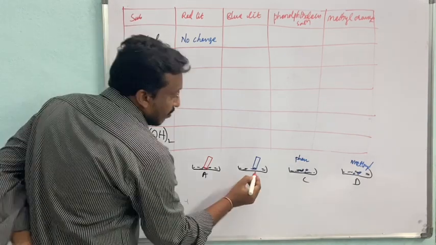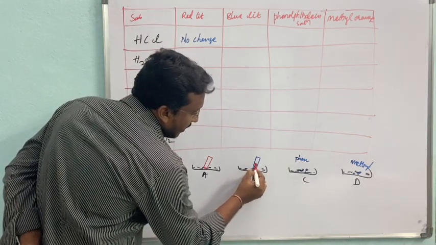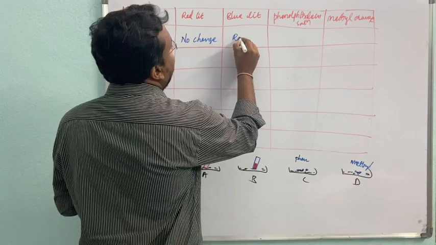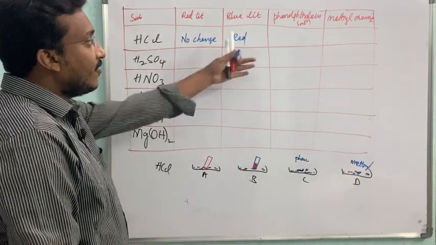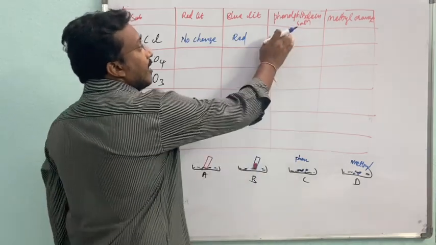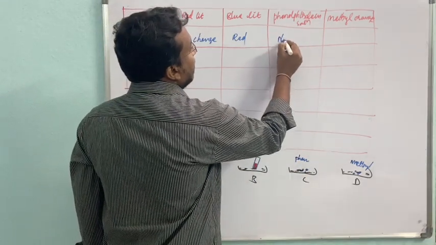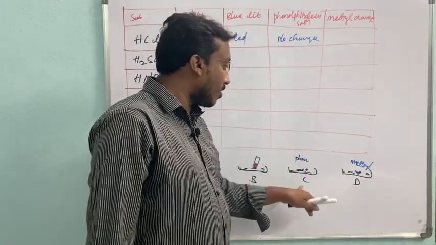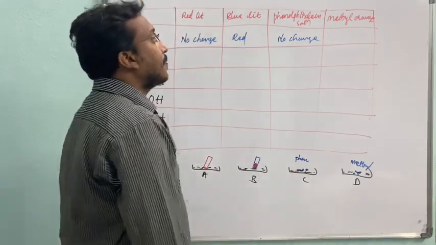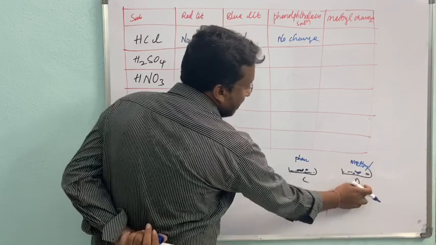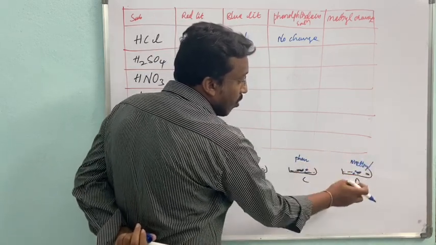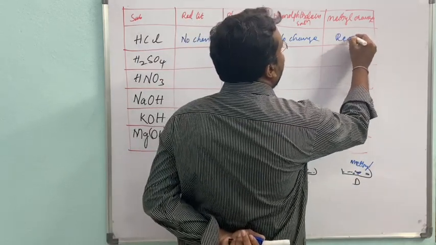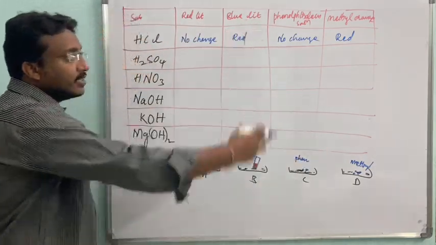When I dip the blue litmus paper in HCl solution, the blue litmus paper turns into red. And when I add phenolphthalein solution to it, there is no change. Then the methyl orange: when I added methyl orange drops to the HCl, the solution turns into red color.